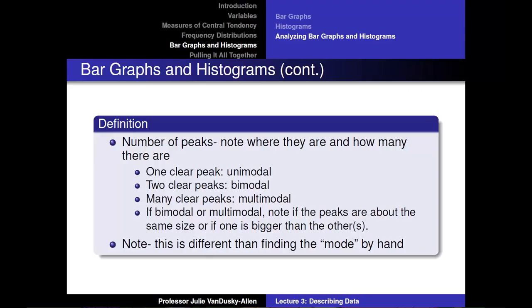The next characteristic of a bar graph or histogram that you should describe is the number of peaks. You should note where they are and how many they are. If there's only one clear peak, the graph is unimodal. If there are two clear peaks, the graph is bimodal. If there are many clear peaks, the graph is multimodal. And if there's more than one clear peak, note if the peaks are about the same size or if some are bigger than the others. Also note, as this is a bit confusing, that calculating the mode by hand is different than identifying the mode or modes in a graph.